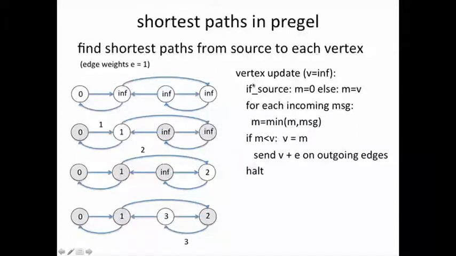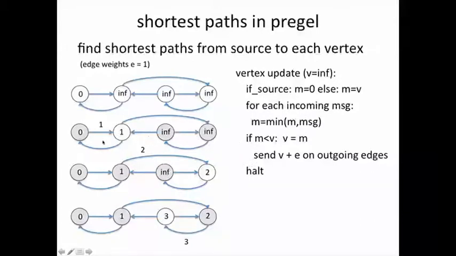Initially, all the vertices have infinity. The source vertex figures out that it is the source, and its m becomes 0, and therefore it assigns itself a new value which is 0, and sends out 0 plus e, which is just 1, so 0 plus 1, out on its outgoing edge. Every other vertex does nothing, and at the end all the vertices halt at the end of the superstep.